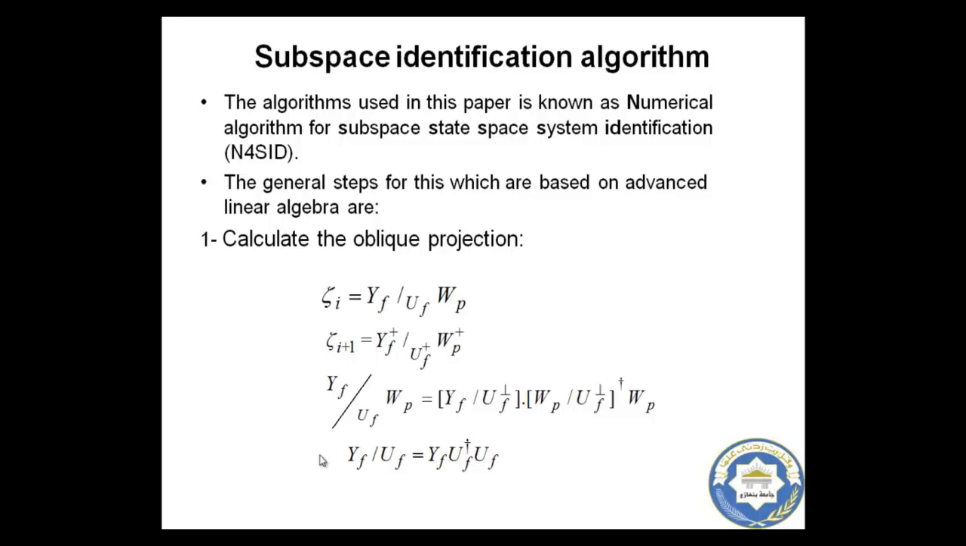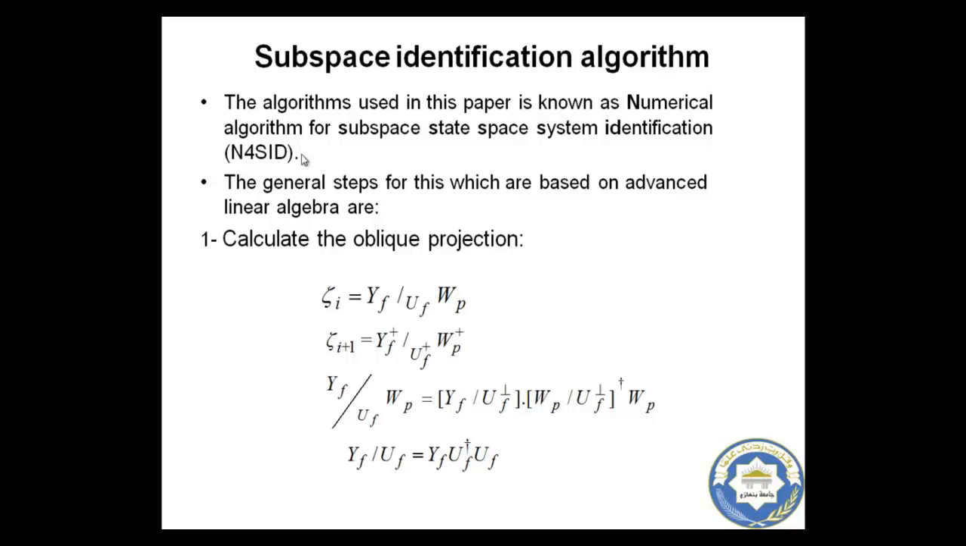In the literature, there are many algorithms which are used to identify many industrial processes. Among many other subspace identification algorithms, we have chosen this one, which is the numerical algorithm for subspace state space system identification, N4SID, because we have this tool already built into the system identification toolbox of MATLAB.